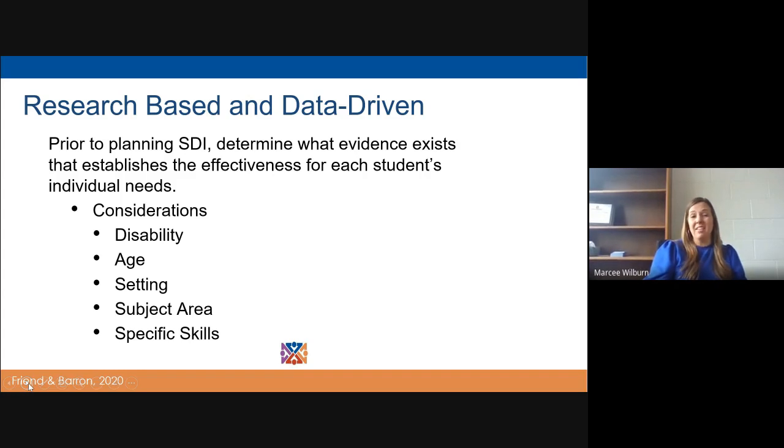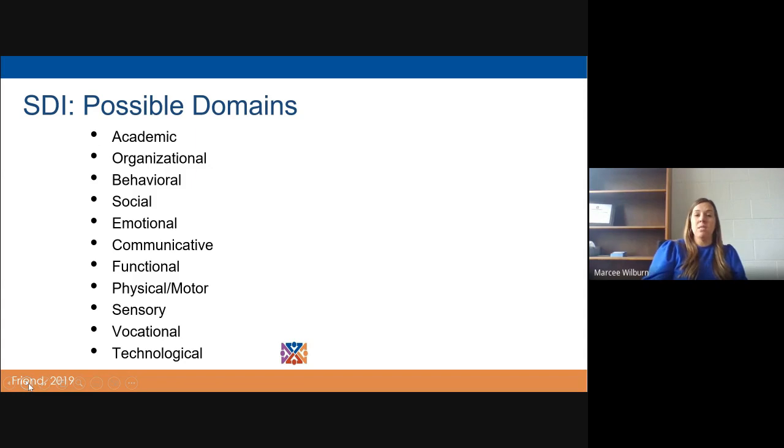Think of the setting. Is this effective in a general education setting? Is it more effective in a small group? Is it more effective one-on-one? What is the research base behind it? What's the subject area that needs to be addressed, or even specific skills? On the next slide, we're going to talk about the possible domains of SDI. And really, when we talk about specially designed instruction, it can be in any of these areas.